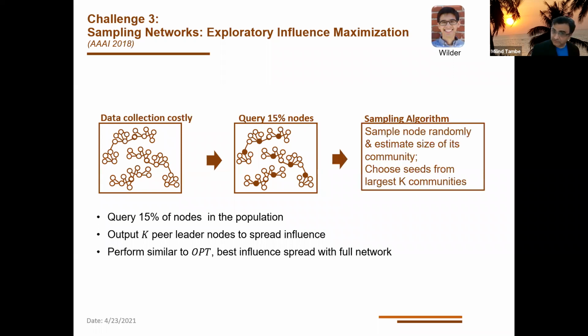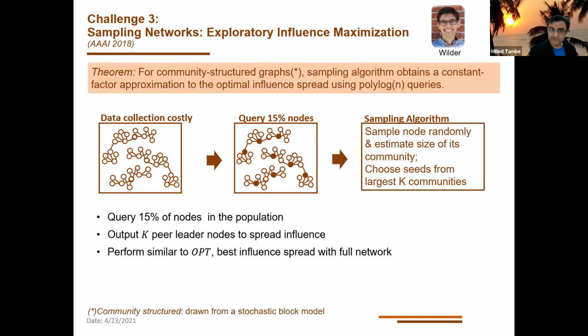And so we've constructed this sampling algorithm, which samples nodes randomly, estimates the sizes of the community the nodes belong to, and then chooses seeds from the largest K communities. And we can provide some guarantees for this particular algorithm.